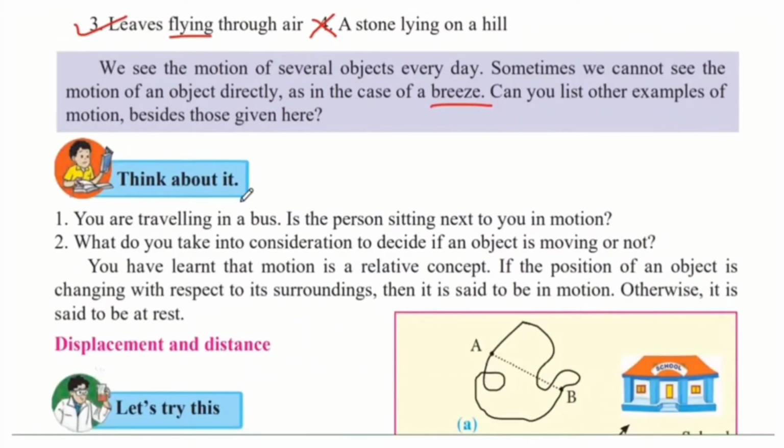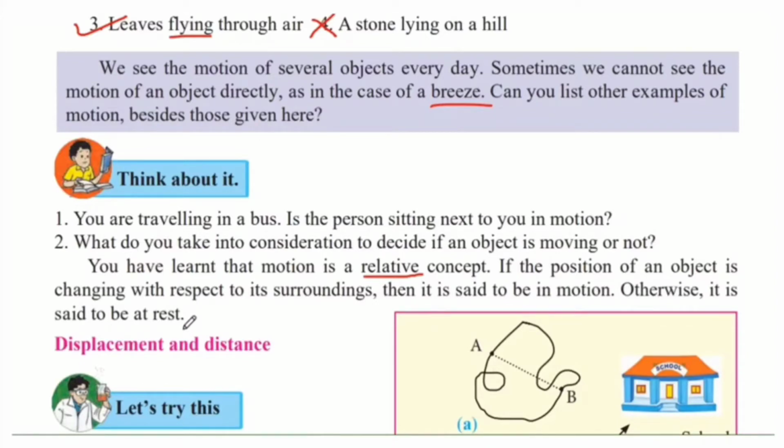Think about it. You are traveling in a bus. Is the person sitting next to you in motion? What do you take into consideration to decide if an object is moving or not? You have learned that motion is a relative concept. Means it is always considered in respect to other things around it. If the position of an object is changing with respect to its surroundings, then it is said to be in motion. Otherwise, it is said to be at rest.